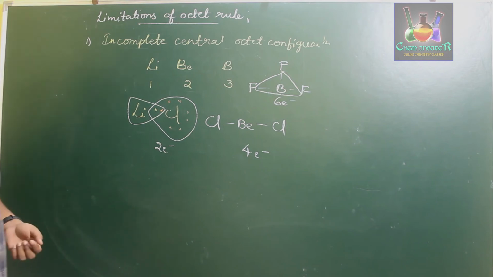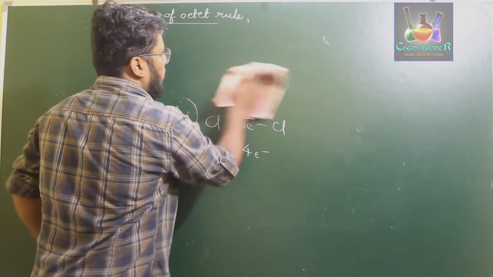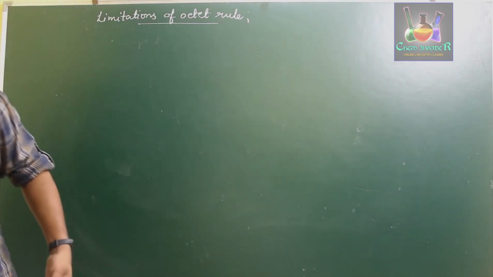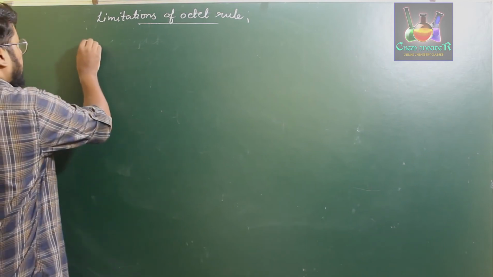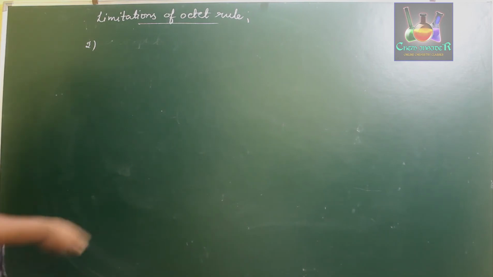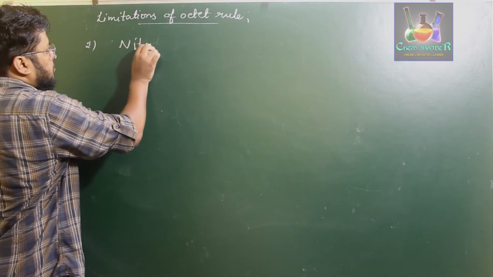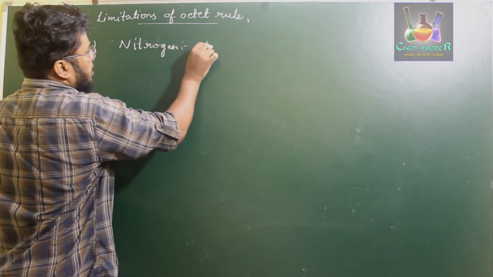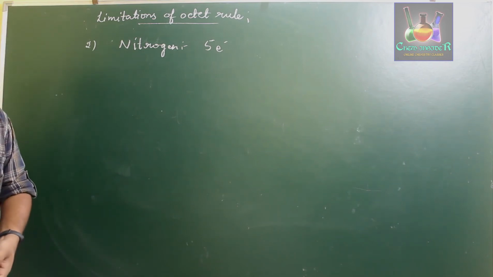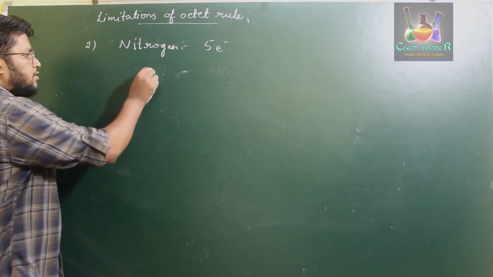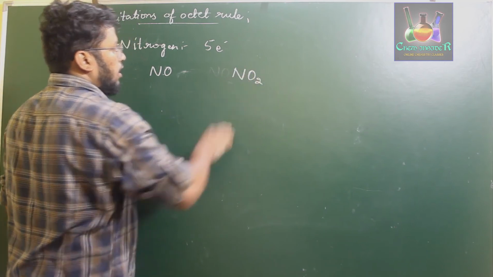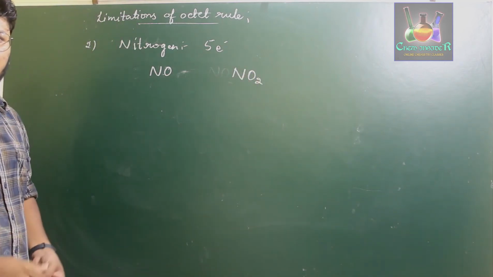Next, the second exception was in the case of an odd number of valence electrons. If a certain element has an odd number of valence electrons, it was found to have different types of charges. Like for example, if you consider nitrogen. Nitrogen has 5 electrons in it, with an odd configuration of 1 lone pair and 3 bonding electrons. When it is forming nitrogen monoxide and nitrogen dioxide, it was found to have a different kind of octet configuration.